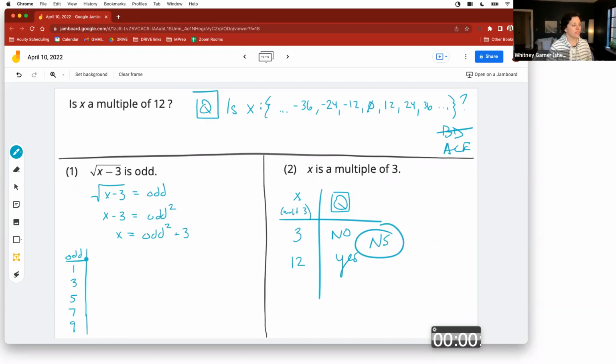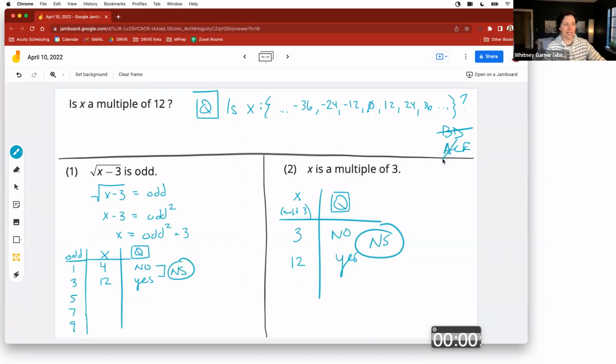Okay. So if the odd number I'm picking is 1, then what is X? Well, X would be 1 squared plus 3, which is 4. How does that answer my question? It answers the question, no, X is not a multiple. 4 is not a multiple of 12. 3 squared would be 9 plus 3 is 12. Oh, well, there's a yes answer. All righty then. Very cool. So I get a not sufficient once again.